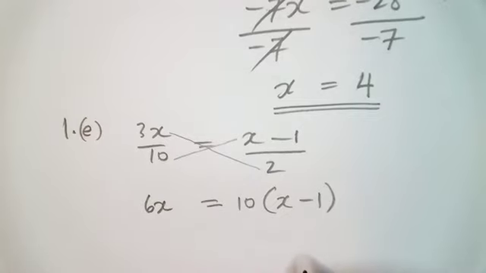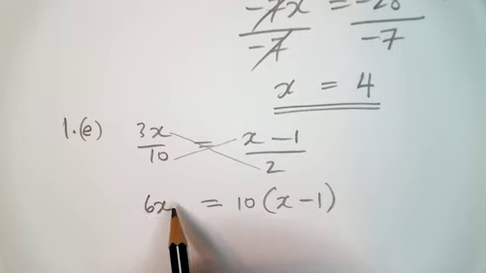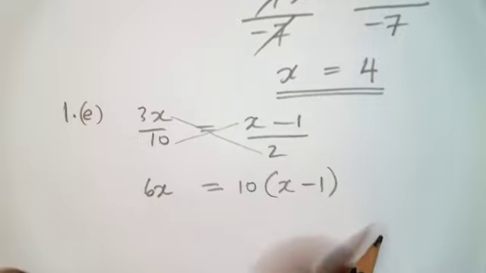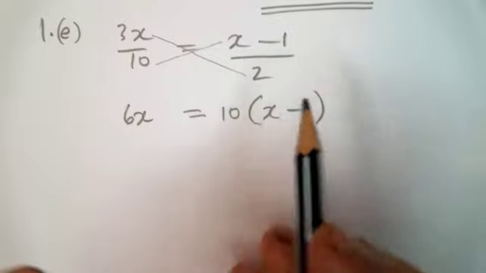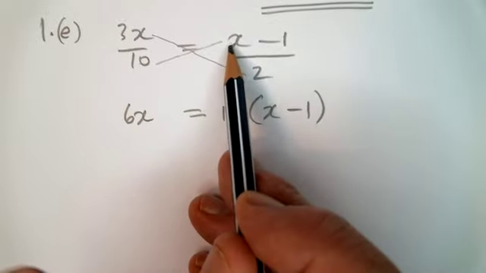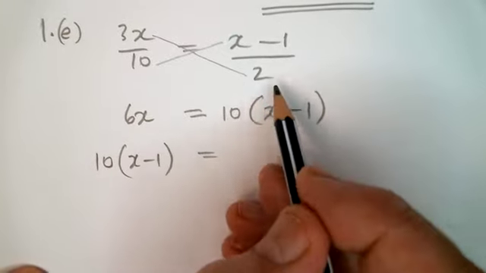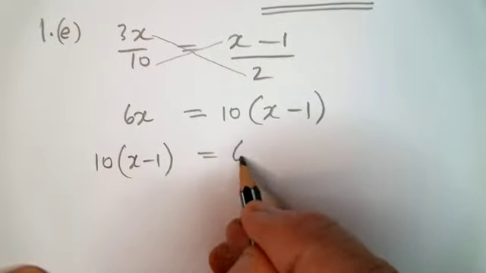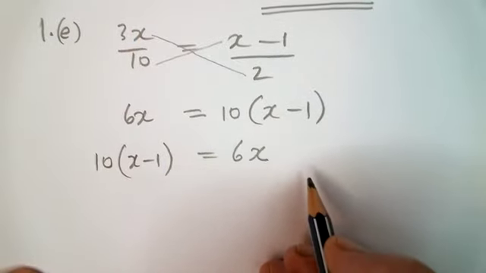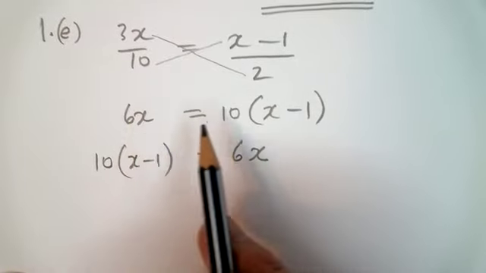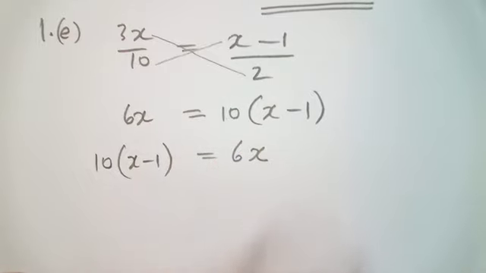There it is. Now, it wouldn't matter if I ended up with the 10 brackets x minus 1 on the left and the 6x on the right. Makes no difference at all. To demonstrate what I'm talking about, if I started off by going 10 times x minus 1, then I would get 10 and an x minus 1, and 2 times 3x is going to be 6x. 2 lots of 3x is 6x. And this is exactly the same, it's just the other way around. So what was on the left is now on the right, and what was on the right is now on the left. It makes no difference at all. So don't be concerned about which way you do it.